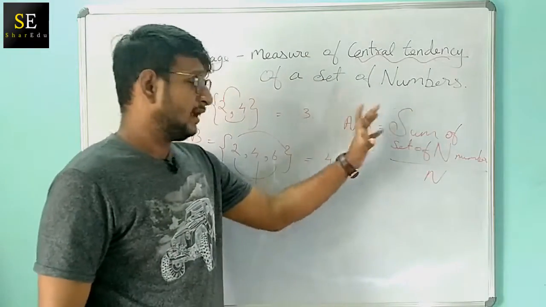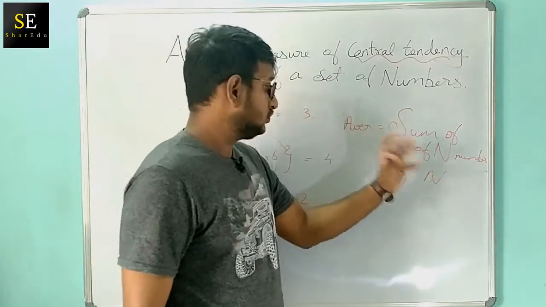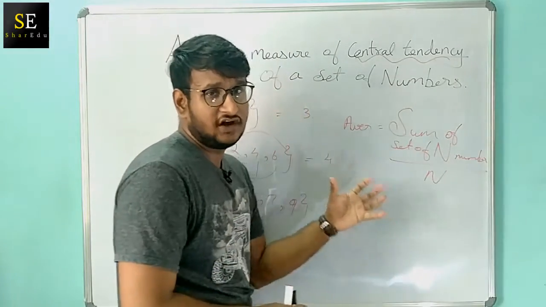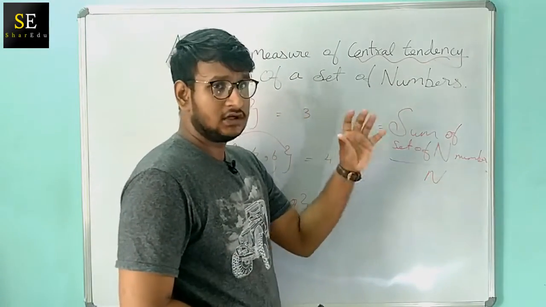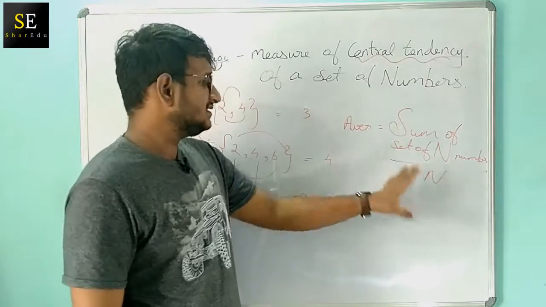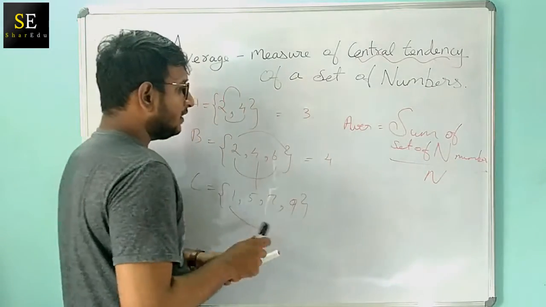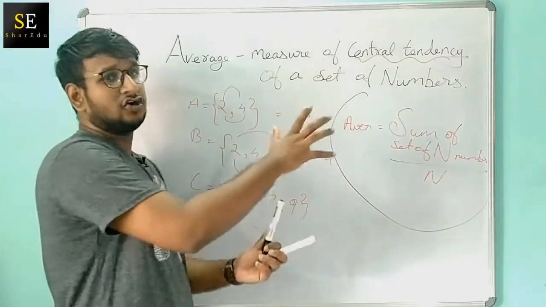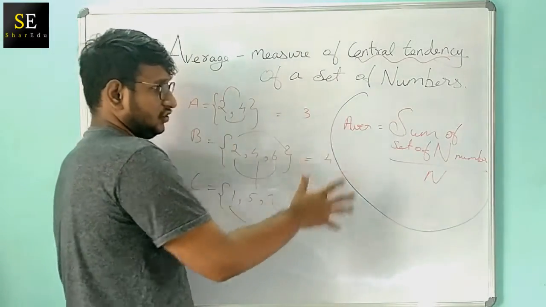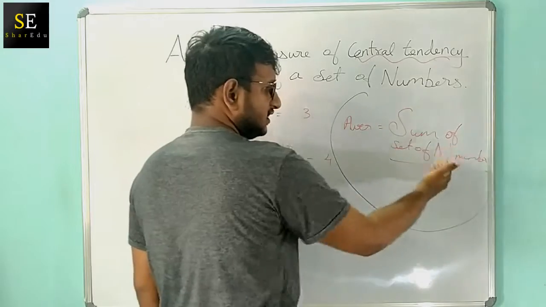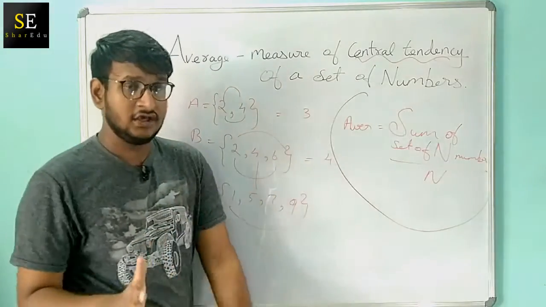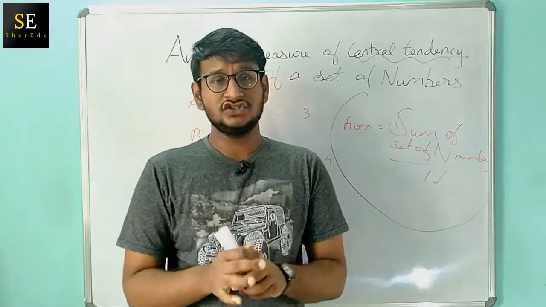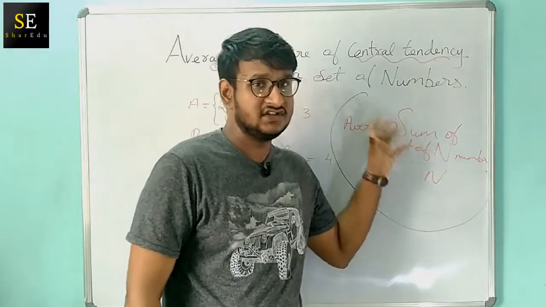This is the main formula, which is used by every other question of the average concept in order to get the answer. You have to remember this formula in order to clear average questions. So average is equal to the sum of a set of n numbers divided by n. Now let's see a few easy examples in order to get familiar with the average concept.